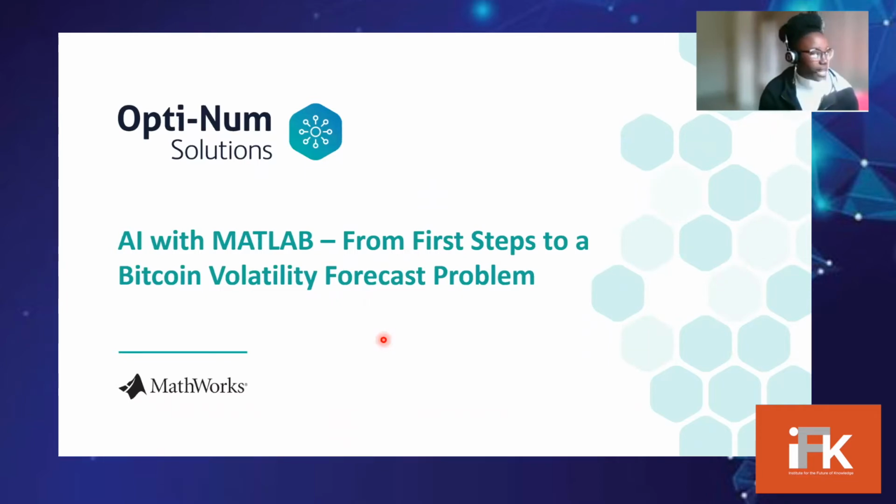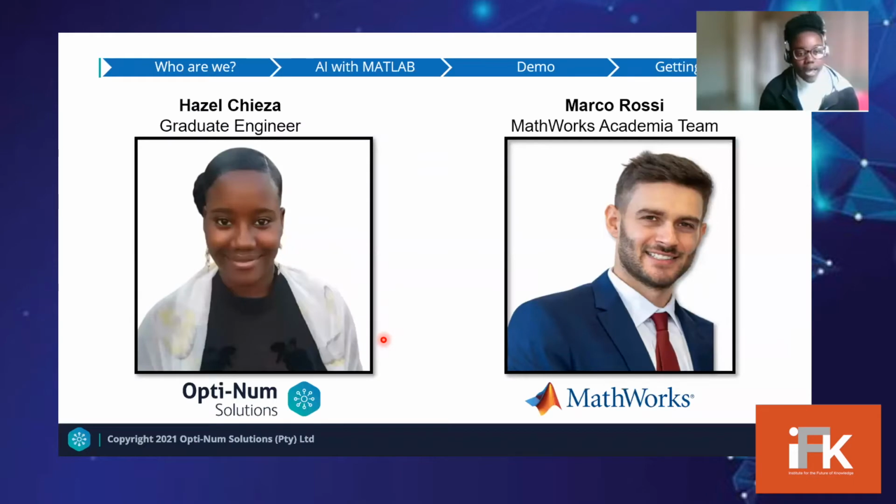So on the next slide, I am currently a graduate engineer at Opti-Num Solutions. I recently completed my honors degree in mathematical sciences, so my modules are geared towards applied mathematics as well as data analytics. Currently in my role at Opti-Num Solutions, I have been exposed to a variety of projects, and the good thing is that most of them are problem solving. They're quite problematic problems. So yay for me, applied mathematician.